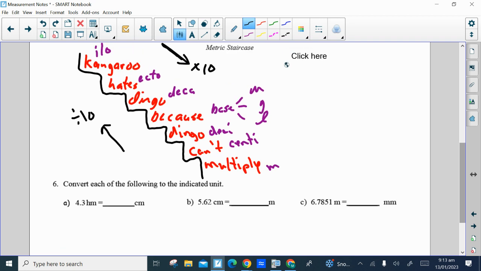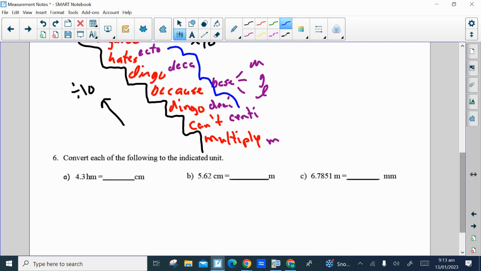The first one we want to do is we want to say 4.3 hectometers is how many centimeters? Well, to go from hecto down to centi, you have to count how many steps down you go. From hecto, you're going to go down 1, 2, 3, 4 steps down the metric staircase. And every time you go down the metric staircase, you're going to multiply by another factor of 10. So in this case, you're going to have to multiply by 10 to the power 4. You're going to multiply by 10 4 times.